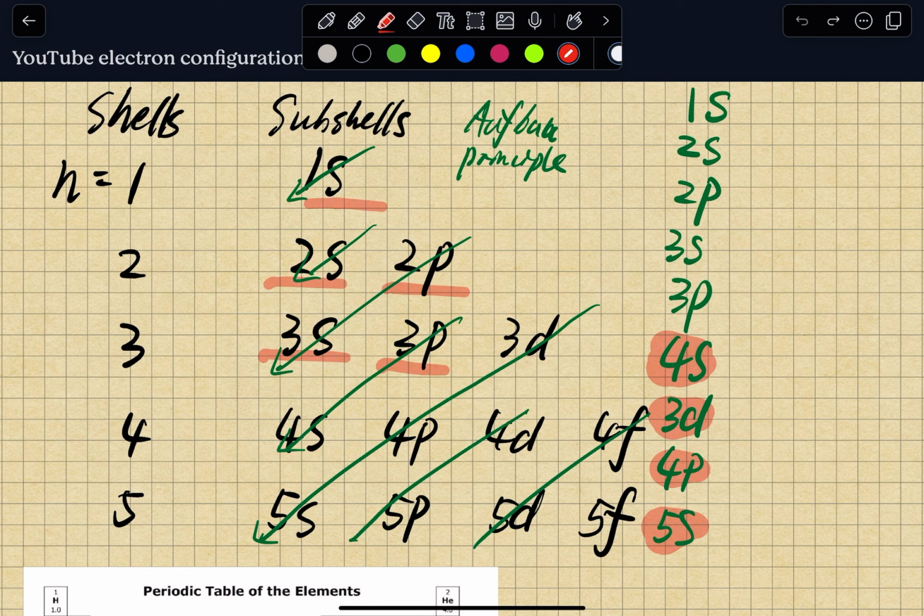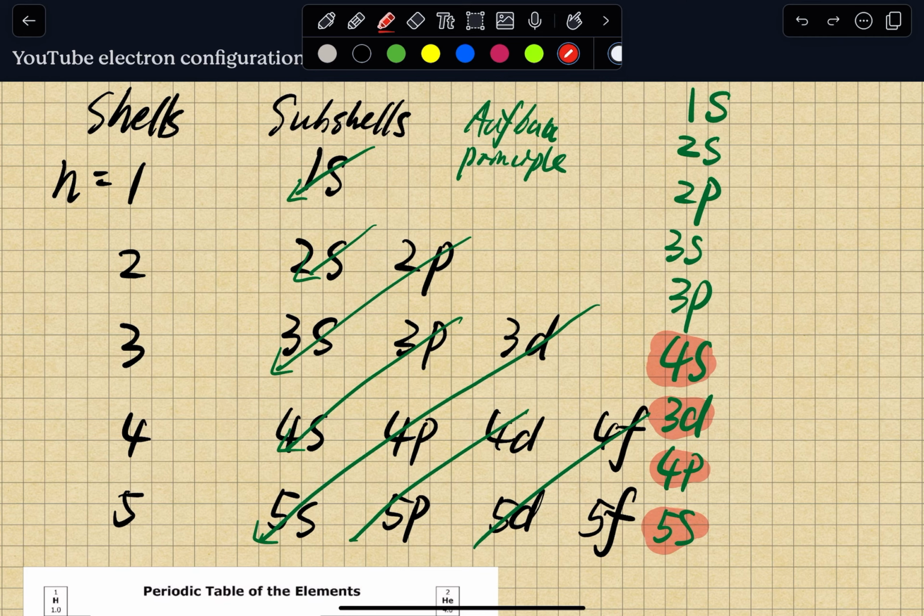The order is 1s, 2s, 2p, 3s, 3p, and then 4s instead of 3d. All right, so that tells you the rank of the energy levels. We have to keep that in mind and use it later for writing out the electron configuration. Okay, all right, perfect.